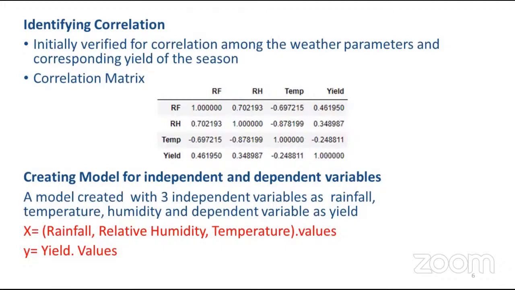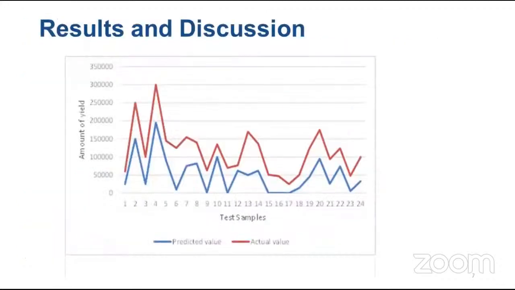In the results and discussions, 74 weather element data samples and corresponding yield data have been used to train the prediction model. The remaining 24 data sample pairs were used for testing. Training and testing data were obtained from both Yala and Maha seasons with equal proportions.